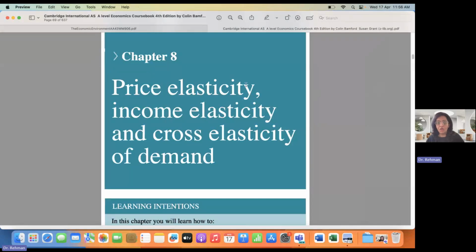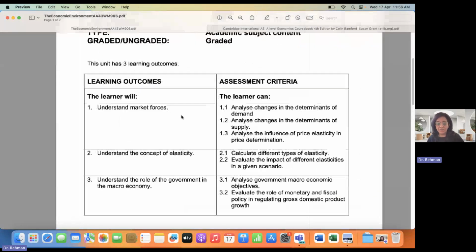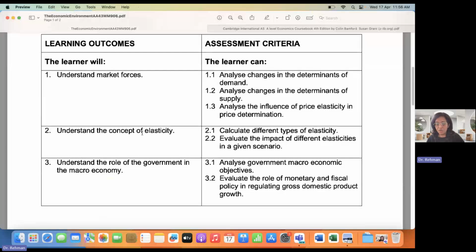Let me quickly share the screen here. So the unit that we are talking about is elasticity. Today, we are going to talk about what is elasticity. We are going to understand certain concepts related to elasticity, and we will also try to see the impact of different elasticities in a given scenario. So this itself is a little heavy topic.